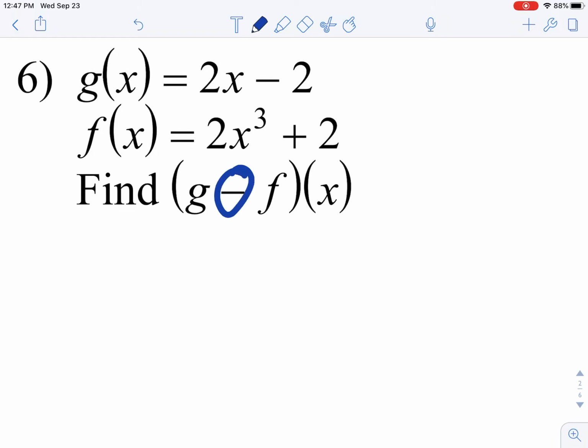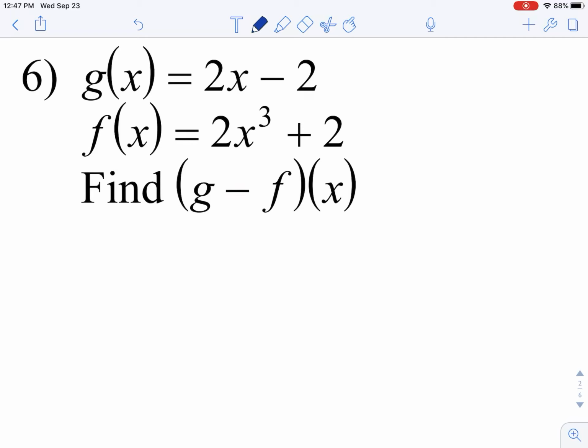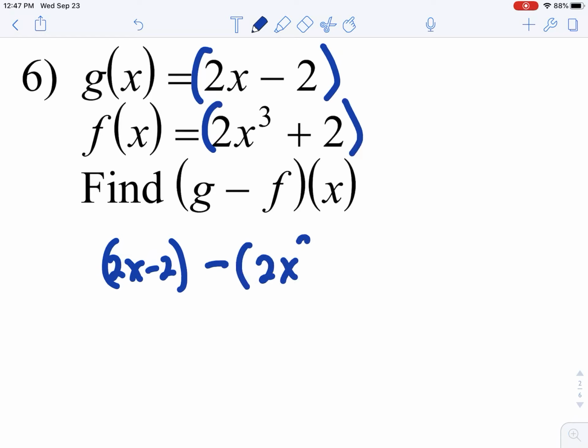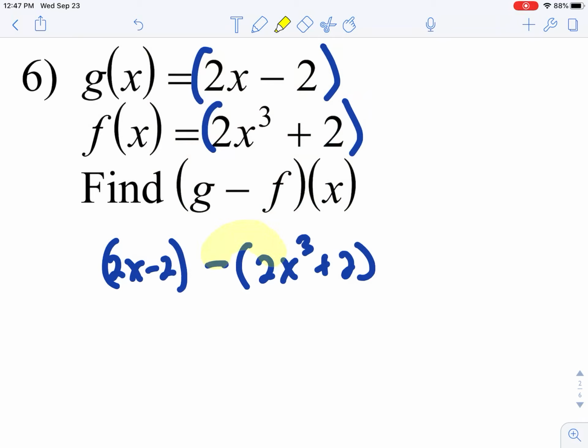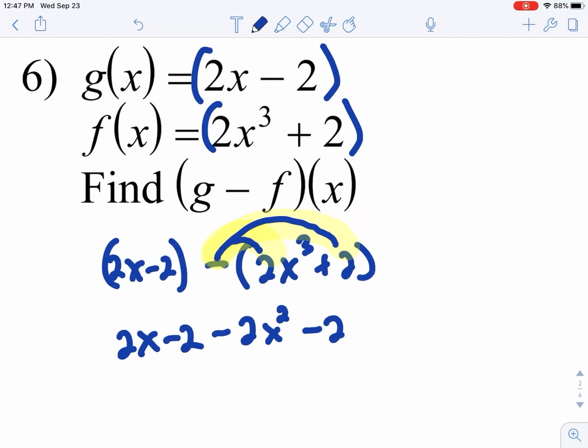So the next one is subtraction. We're asked to subtract the two functions. So g of x, 2x minus 2, take away f of x, 2x cubed plus 2. Now with subtraction, there is an issue with the negative in front of a parenthesis. It has to distribute into those parentheses. So this becomes 2x minus 2 minus 2x squared minus 2. So this negative goes here and it goes here.